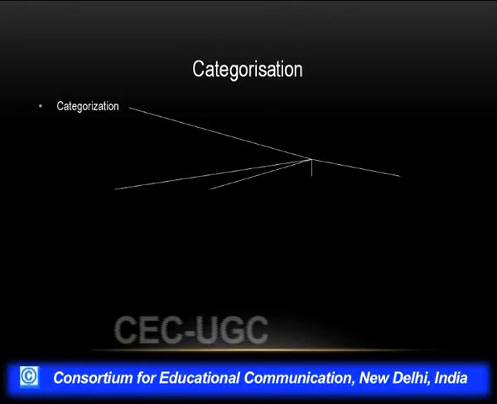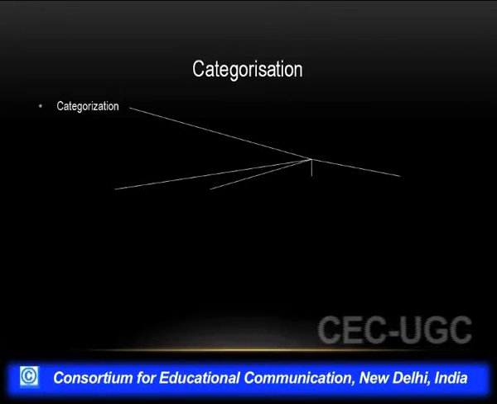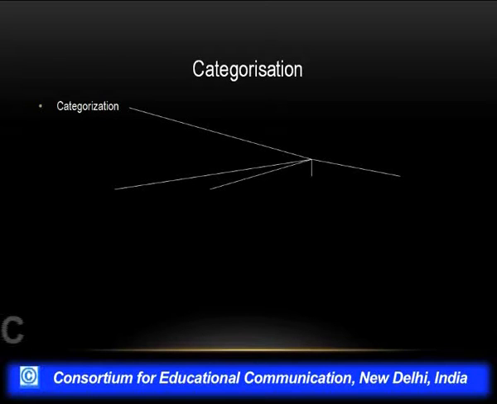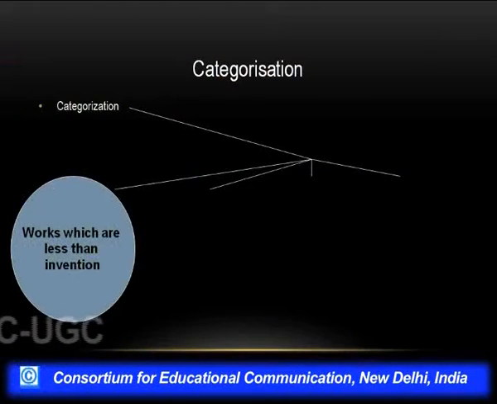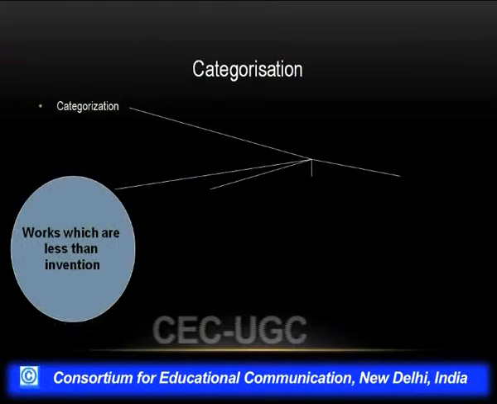Friends, if you remember, I bifurcated section 3 of the Patents Act into 4 major parts. The first comprises works which are less than an invention, which cannot be given patent protection because they come under the category called less than an invention. The second category that we segregated within section 3 is works which are mere discovery but not inventions. As they remain mere discovery, they cannot be given patent protection.